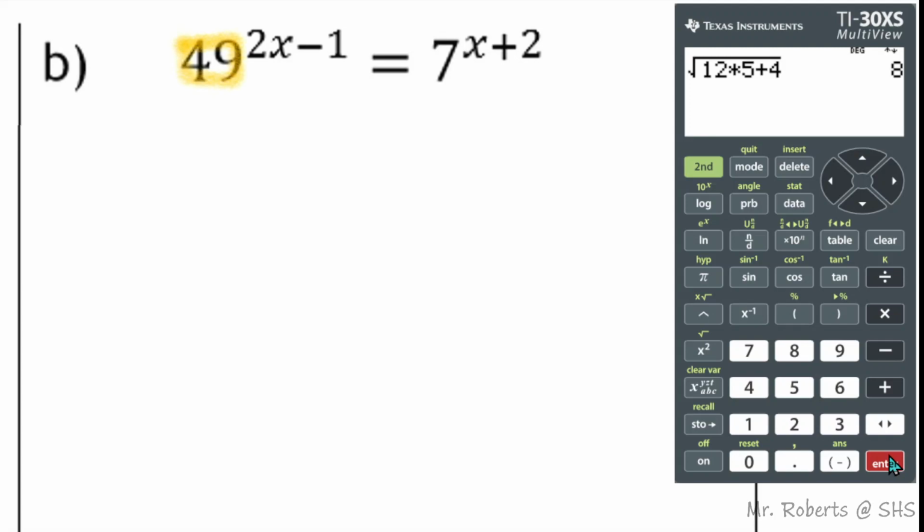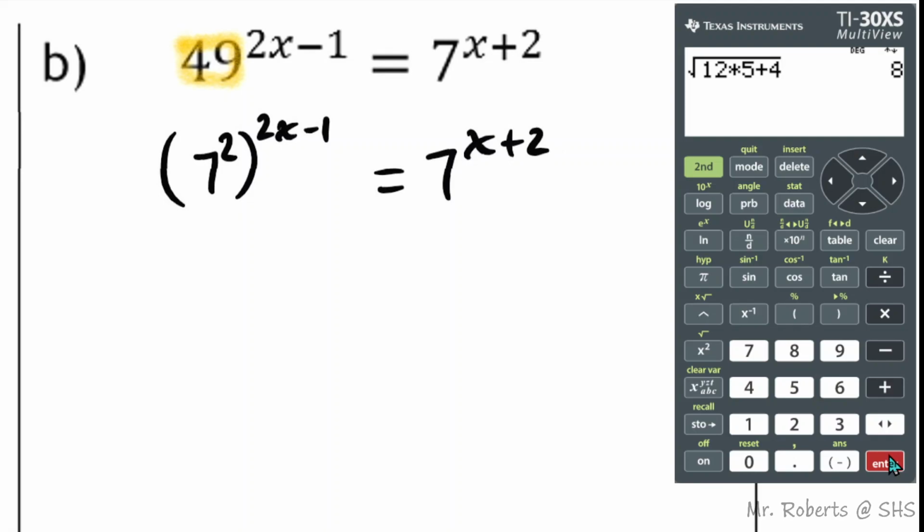49 is the same as 7 squared. So I can rewrite this as 7 to the second power, and I'm going to raise that to the 2x minus 1. And then on the right-hand side, I'll just rewrite 7 to the x plus 2 power. So you can see now, this is clearly the number 49. That's why I'm allowed to do this. I replaced part of this equation with something that's always equivalent to it. 49 is always the same thing as 7 squared.